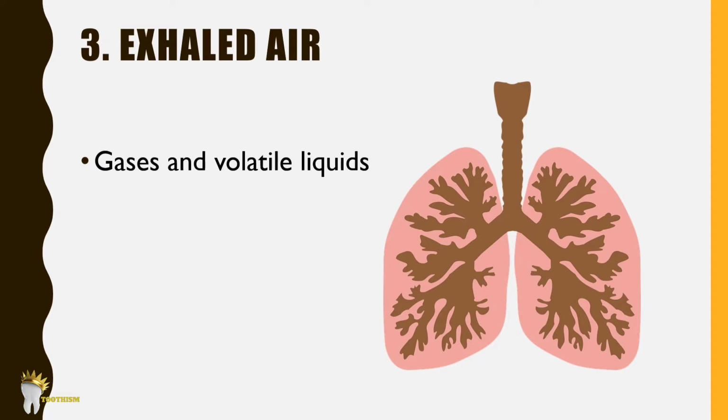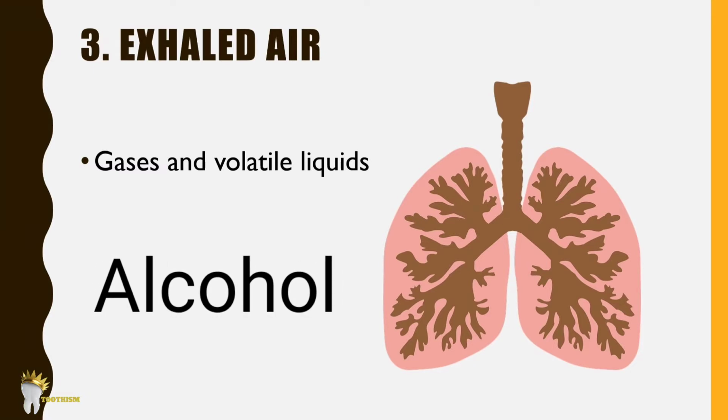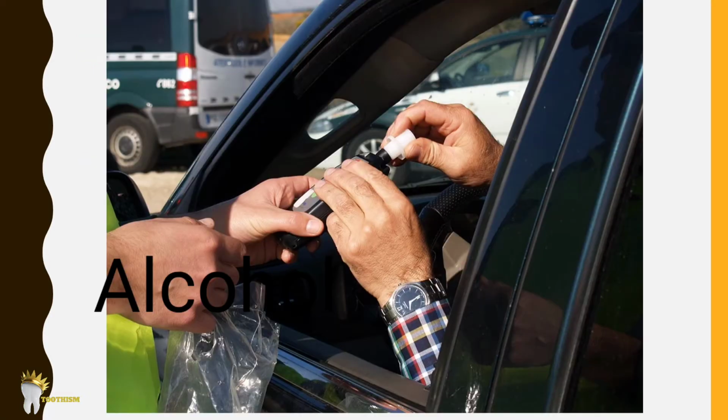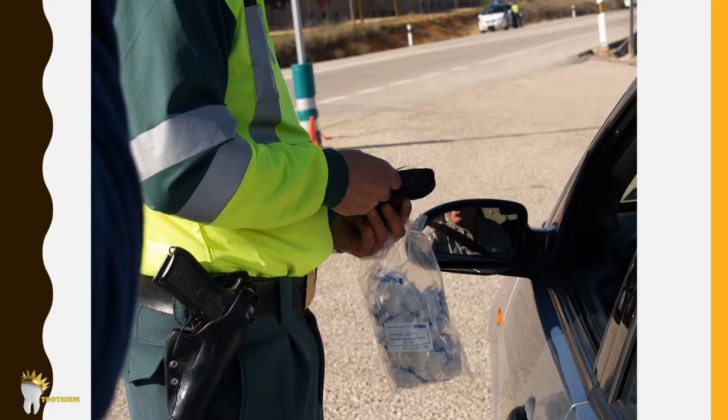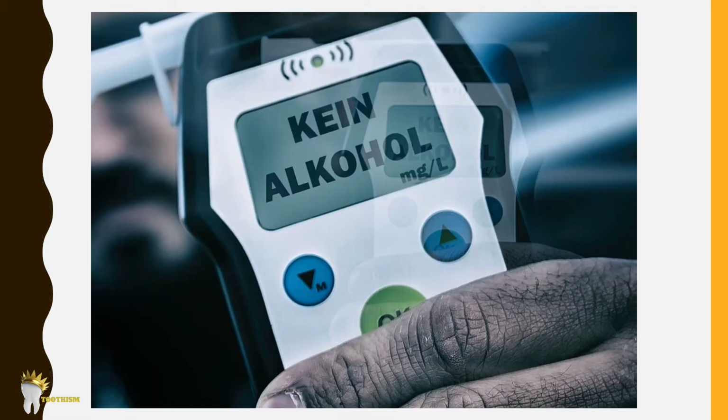These are gases and volatile liquids like general anesthetics. Another example is alcohol. If you have ever gone through this test which traffic police use to know whether you are driving under the influence of alcohol, you'll know what I mean. They measure the amount of alcohol in your exhaled breath to calculate the amount of alcohol in a person's blood. This instrument is called a breathalyzer.